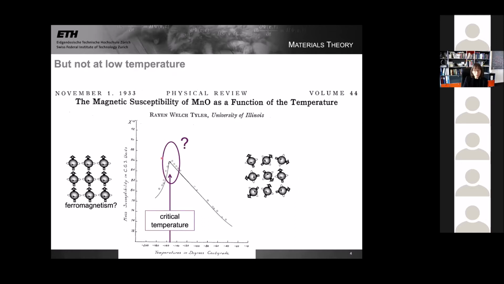But this cusp would at the time have been very mysterious. The cusp in the susceptibility indicates a critical temperature, some kind of phase transition. And because it's a cusp in the magnetic susceptibility, it suggests a magnetic transition. At the time, the only kind of magnetic order that was known was ferromagnetism, but of course manganese oxide was not ferromagnetic.